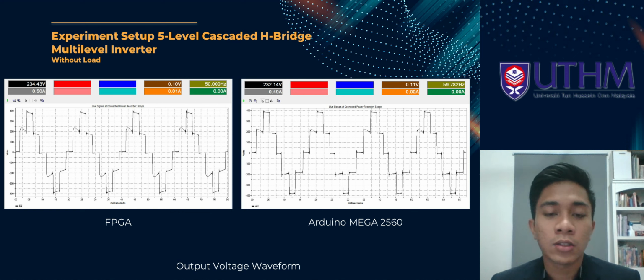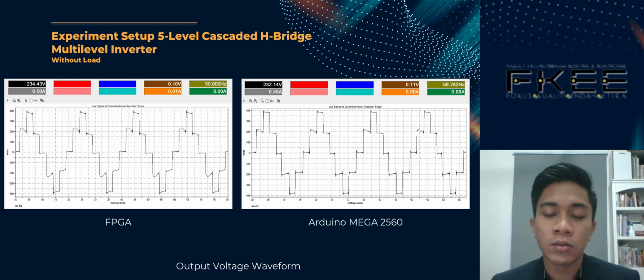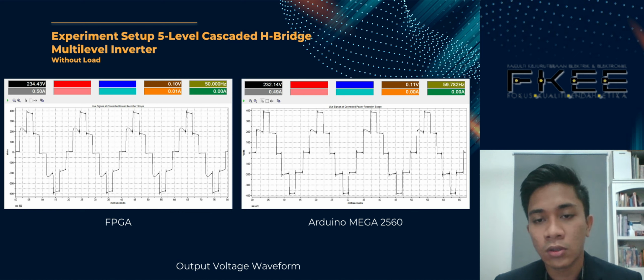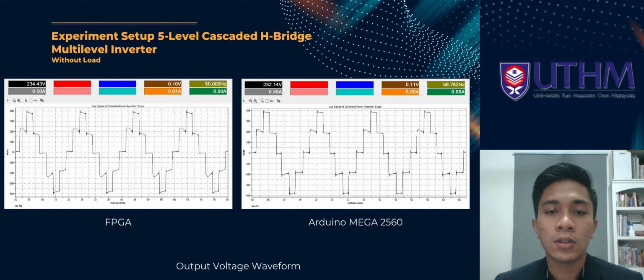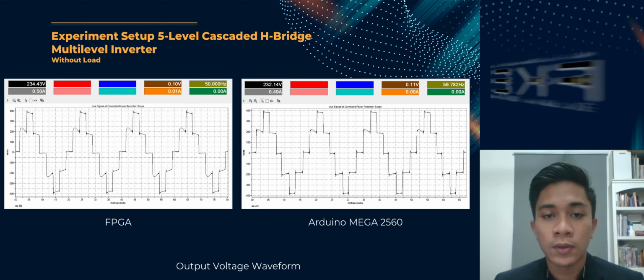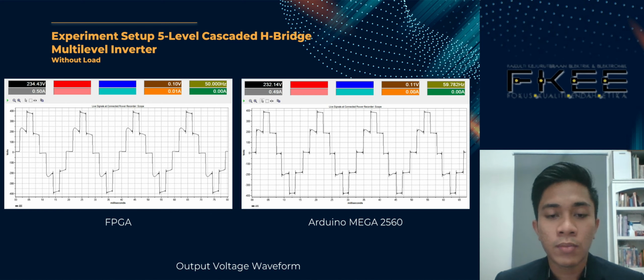The reason why there are two types of result here is because at first I wanted to use the Arduino Mega, because it is simple, compact, and easy to code. The drawback of using Arduino Mega is that it can produce only up to 60 Hz of frequency. But the FPGA can produce up to 50 Hz of frequency. But the drawback of using FPGA is that it is large and not suitable for our project.